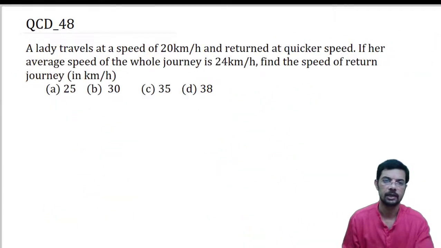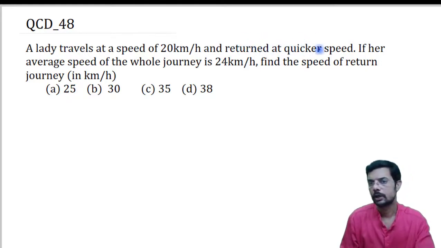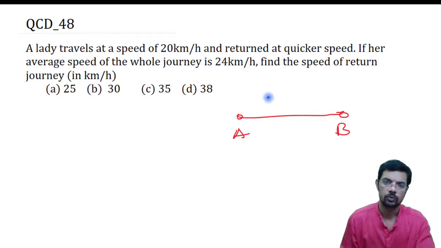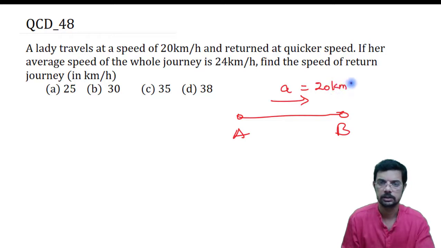Next question, question number 48. In this question, we have a problem related to average speed, but it is in the reverse form. Let us see what is there. A lady travels at a speed of 20 kilometers per hour and returned at a quicker speed. We don't know the second speed. So suppose a person is going from A to B. The speed while going is equal to 20 kilometers per hour, and we don't know the return speed. Return speed is, say, B kilometers per hour.